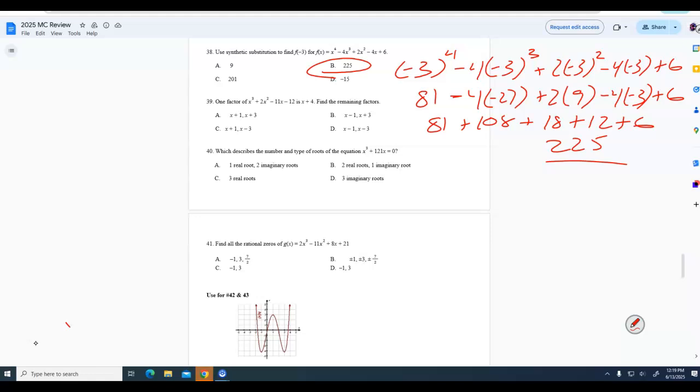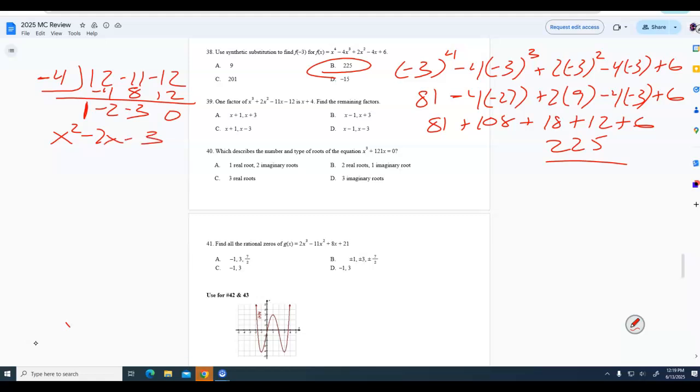Here they give you one factor as a positive x plus 4. So if I put negative 4 in the box, I'm going to get a depressed equation I can factor. Drop the 1. 1 times negative 4 is negative 4. 2 and negative 4 is negative 2. Positive 8, we get a negative 3. And now I can factor this. It's x minus 3, x plus 1. X minus 3, x plus 1, my answer is C.